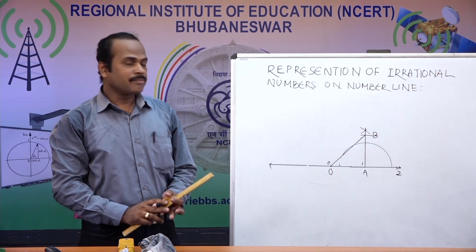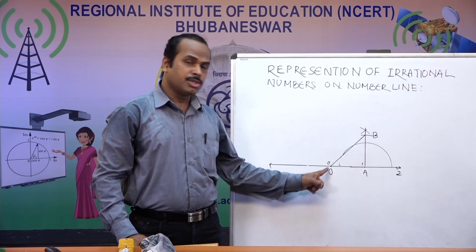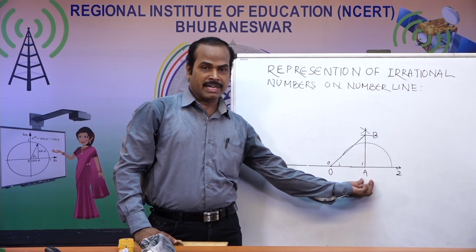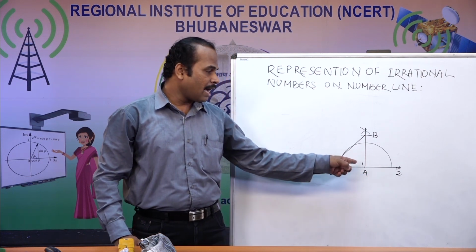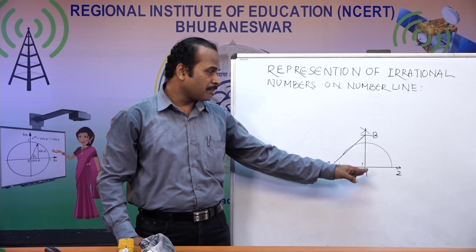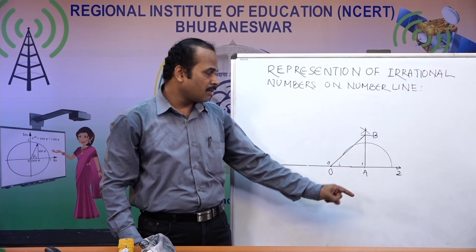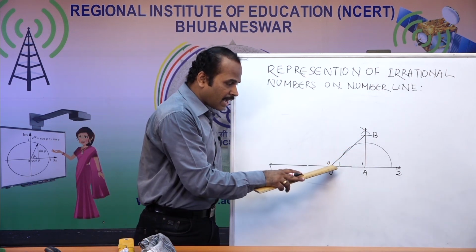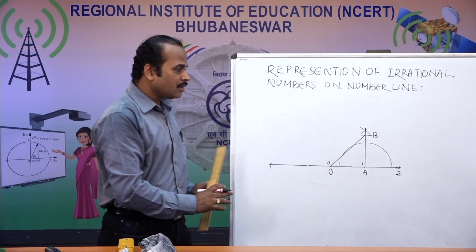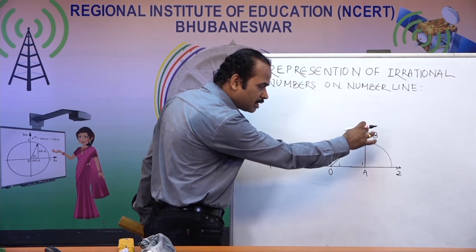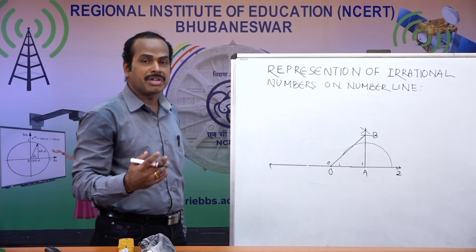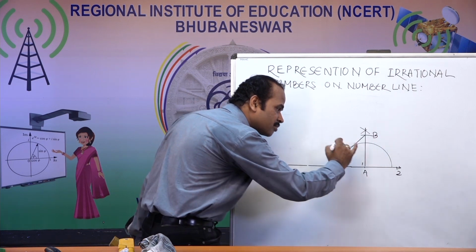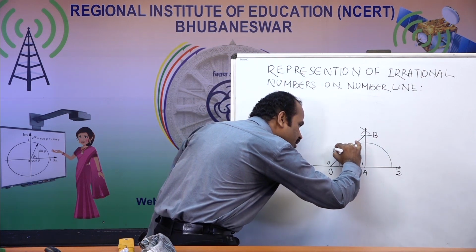So I have selected a line and taken a point 0 there, represented by the letter O. Now at 1 unit, I have taken another point, A. At 1, I have constructed a perpendicular, and on this perpendicular I took again 1 unit. Then I joined this point O to B. I constructed a triangle OAB. In this right angle triangle, this OB length I got is √2 unit. I have already seen this is 1 unit, this is 1 unit, so this length now becomes √2 unit. So let me write it as √2 unit.